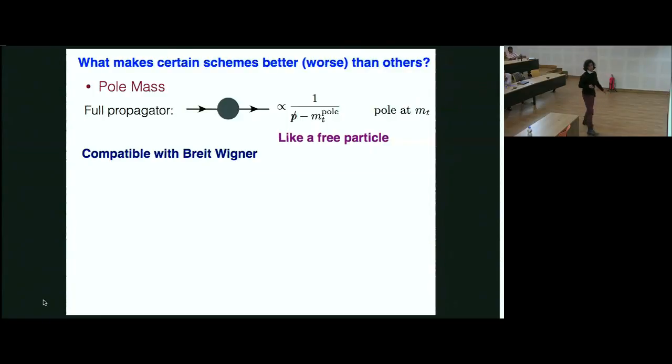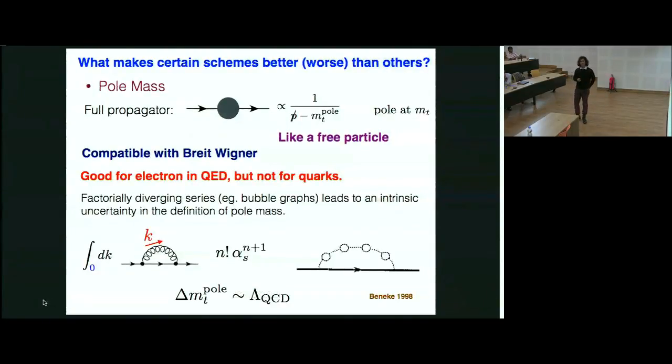More about this Breit-Wigner point later, but the problem with pole mass is that it's good for doing QED, but for quarks, there's a problem with pole mass in the sense that pole mass gets contributions from graphs such as these bubble graphs, and I can have as many as n bubbles, and these faraway terms in perturbation theory diverge as n factorial. And this is also called the renormalon problem, and that induces an ambiguity in the definition of pole mass. So you cannot define pole mass in perturbation theory to an accuracy better than lambda QCD.